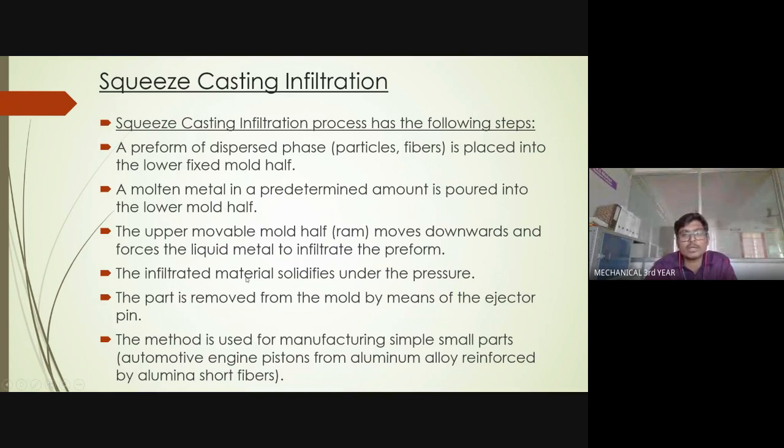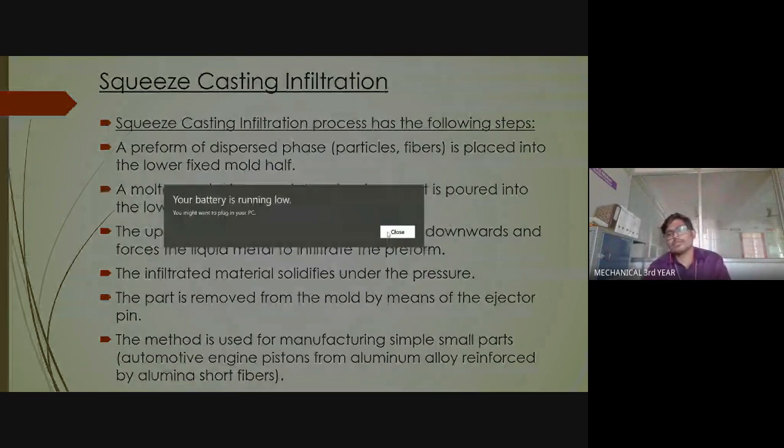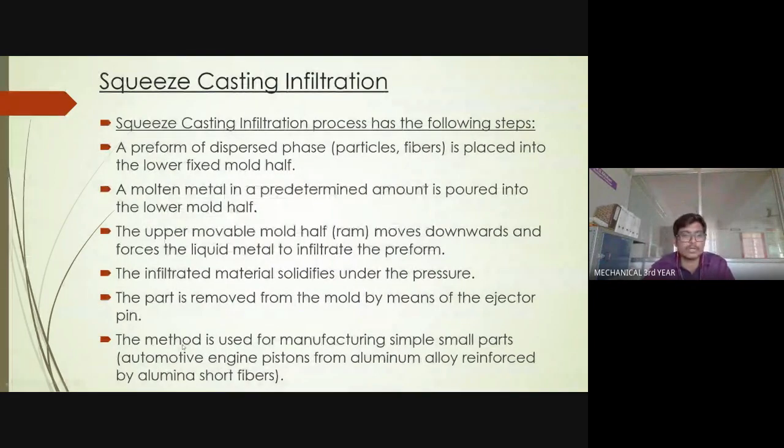The infiltrated material solidifies under the pressure. It is not going to stop just like that after infiltration. You apply the pressure for a particular period of time, so that it solidifies under the pressure itself, and no material is allowed to go out of the preform. Then the part is removed from the mold by means of an ejector pin. We have an ejector pin over here, which helps in ejecting the material outside.